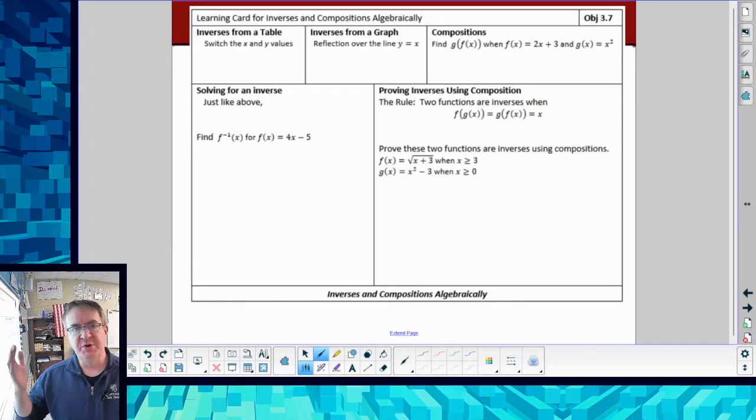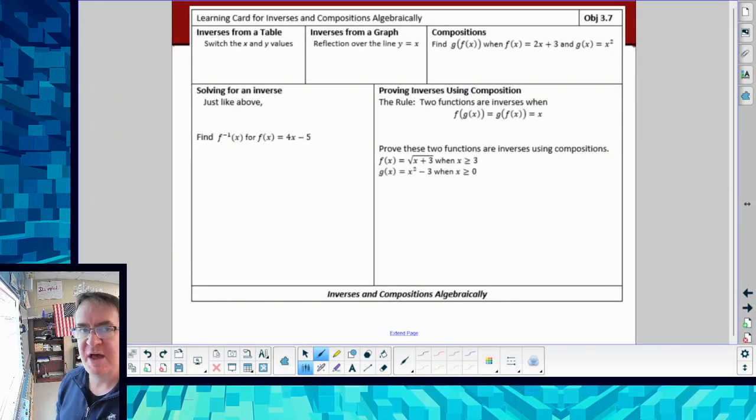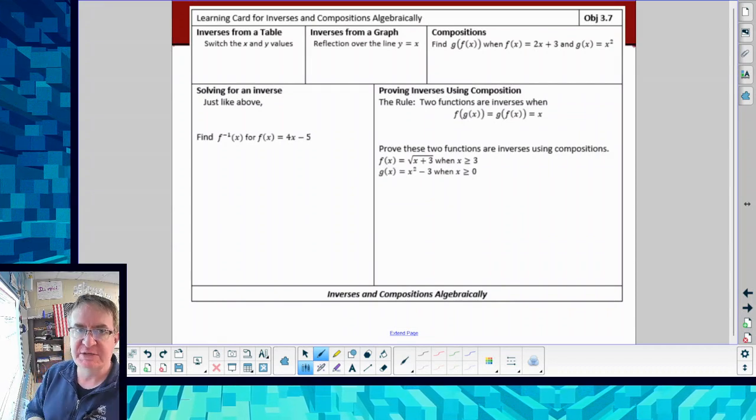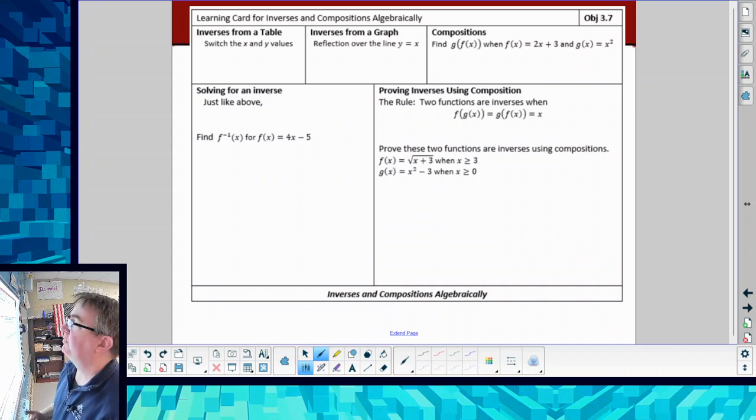Hey everybody, what's up? We are talking inverses and composition of functions. We teach them together because they are rather intimately related, because you need compositions to be able to prove inverses.